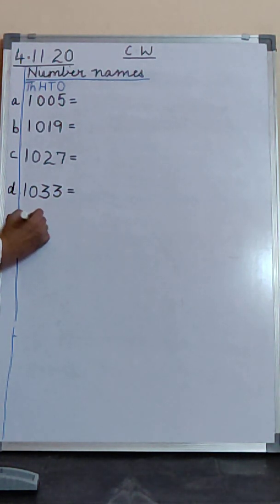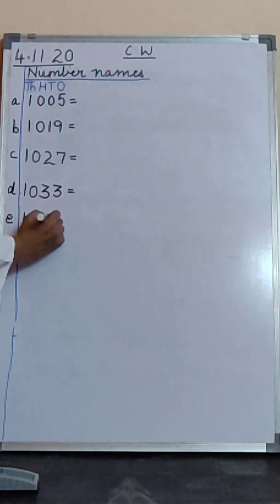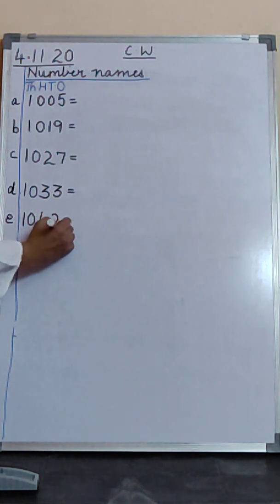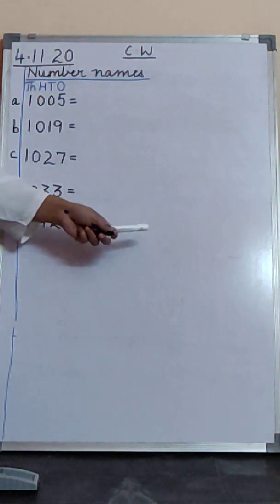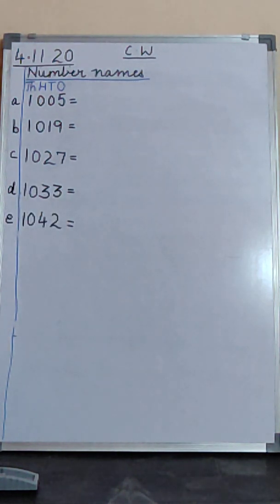Then 1042. Again 1042. Spelling of 40 should be correct. When you write the spelling of 40, check again. Your number name spelling should be correct. By now you should be thorough with your number names.